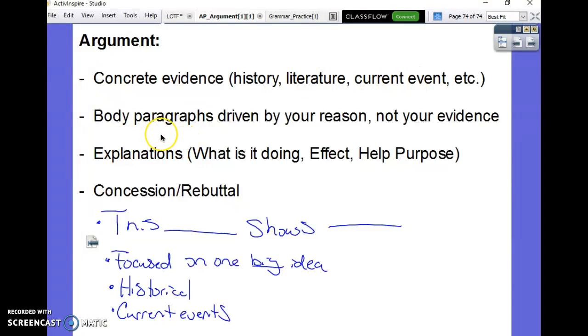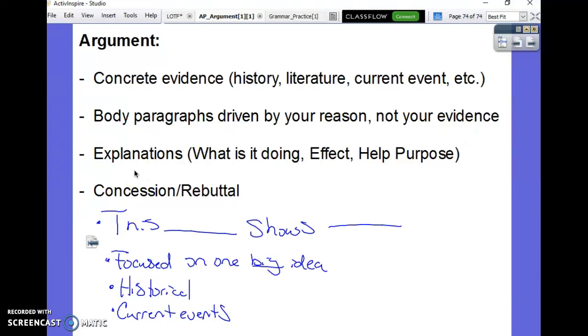Make sure, this is something Ms. Washington pointed out, make sure that your body paragraphs are driven by your reason, not your evidence. Okay, so your reason that public discourse will help public policy is because the government will finally see what the people really think. And then you have evidence talking about the protests in downtown Charlotte back in the fall. So it's not the protests in downtown Charlotte did this, it is the reason, and then your evidence backs up your reason.